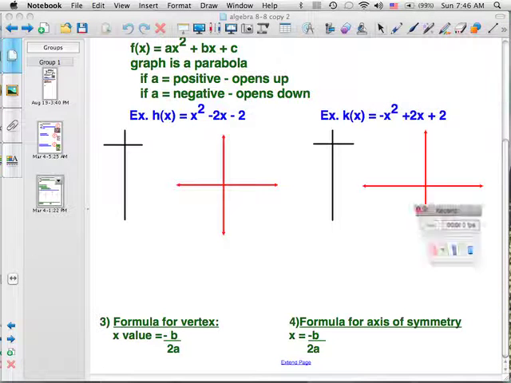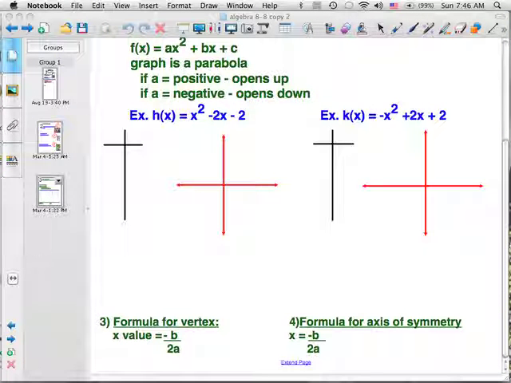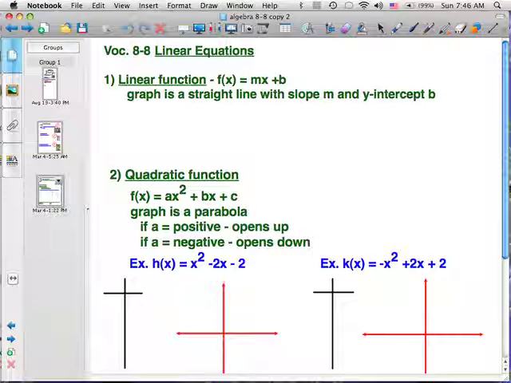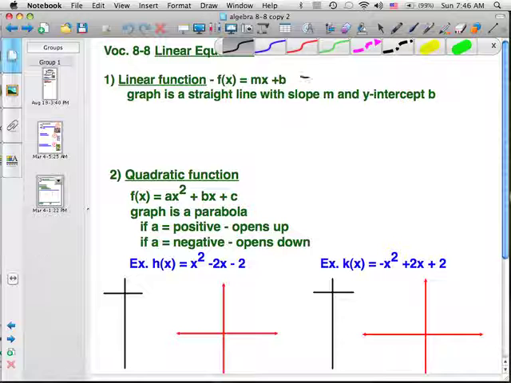We're on chapter 8, section 8. We're going to be graphing linear functions, which are lines, and quadratic functions, which are parabolas or curves. A linear function is identified by slope-intercept form, y equals mx plus b, or f of x equals mx plus b. It's the same thing. It's a straight line with a slope of m and a y-intercept of b.